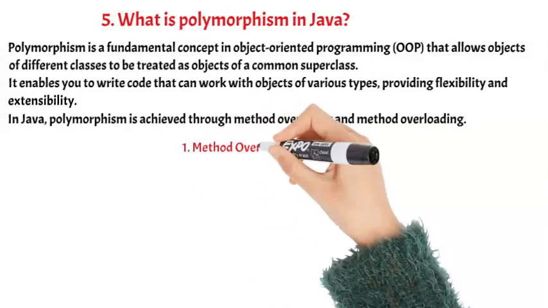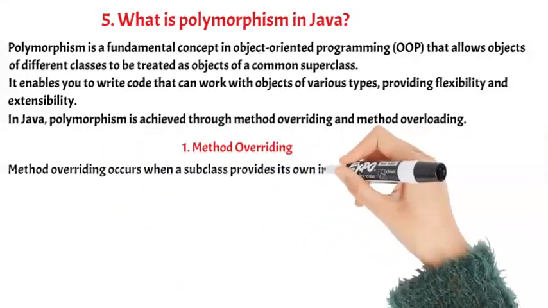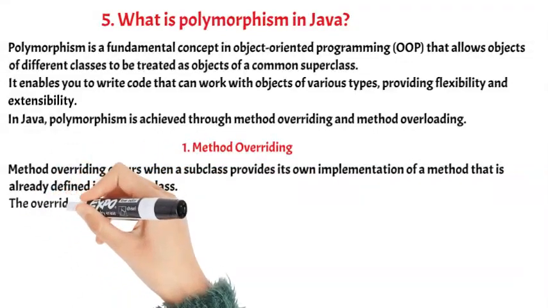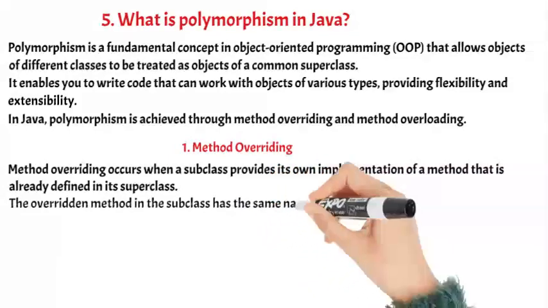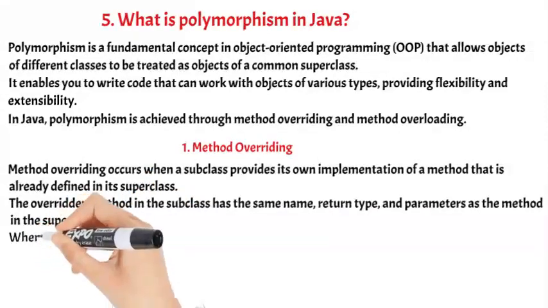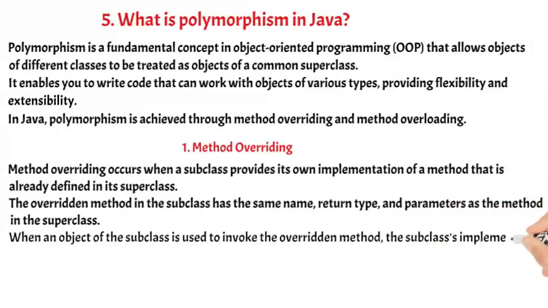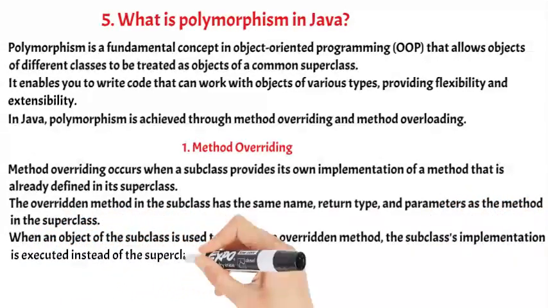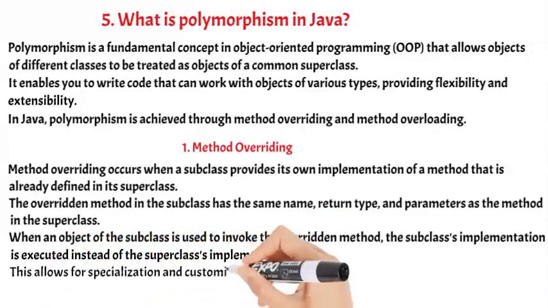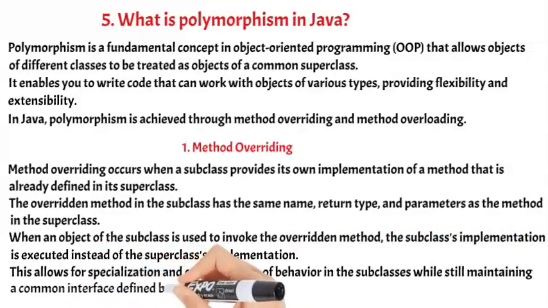1. Method overriding. Method overriding occurs when a subclass provides its own implementation of a method that is already defined in its superclass. The overridden method in the subclass has the same name, return type, and parameters as the method in the superclass. When an object of the subclass is used to invoke the overridden method, the subclass implementation is executed instead of the superclass implementation. This allows for specialization and customization of behavior in the subclasses while still maintaining a common interface defined by the superclass.